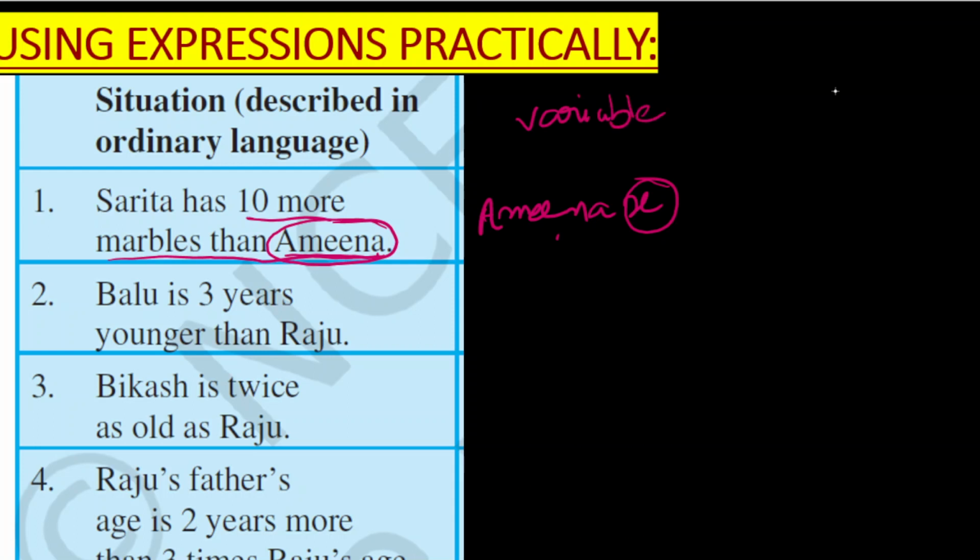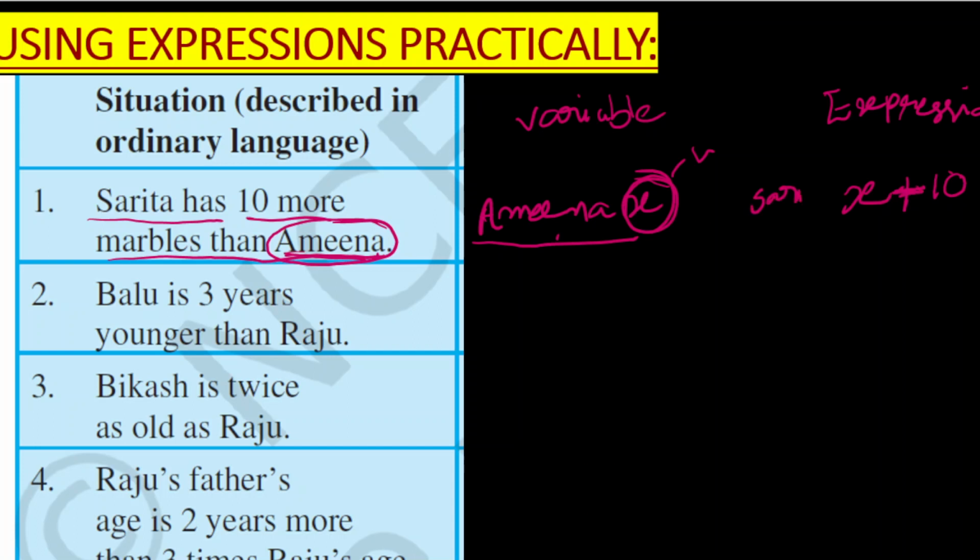Here, taking the variable, we are writing the expression. Sarita's marbles depend upon Amina's, so we are taking Amina's marbles as x. This is the variable. Now we are writing the expression: if Amina's marbles is x, then Sarita's marbles will be x plus 10, because Sarita has 10 more marbles than Amina. How many marbles does she have more? 10 marbles. So now Sarita's marbles will be x plus 10.